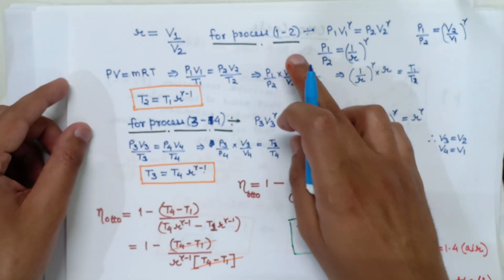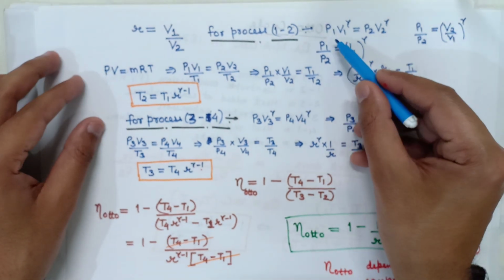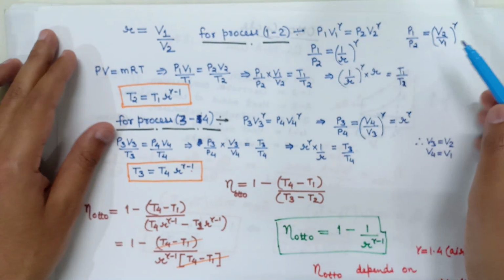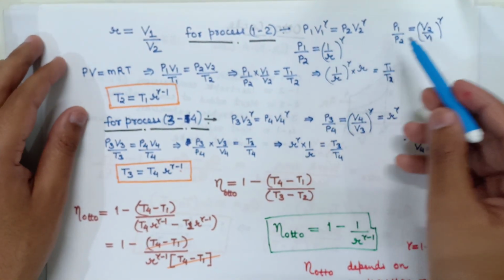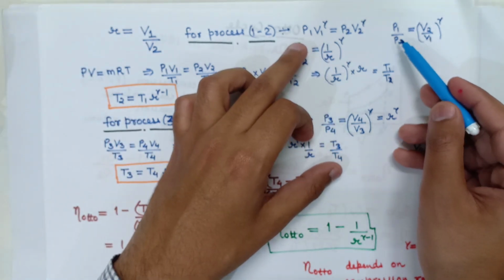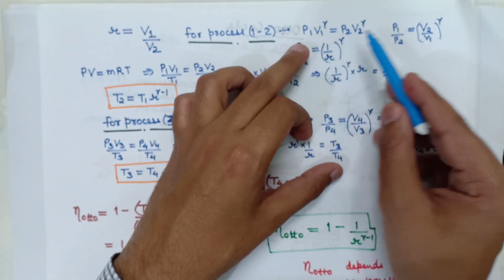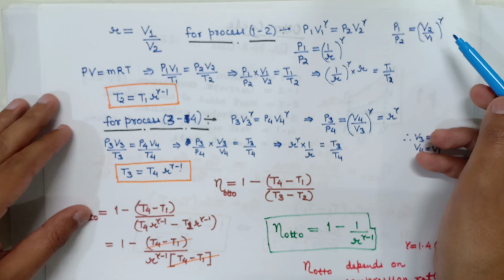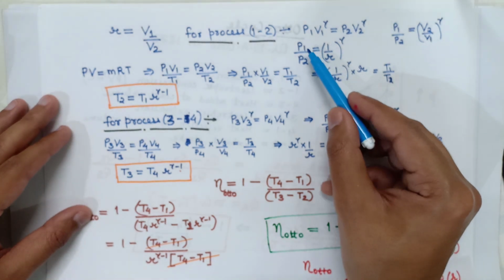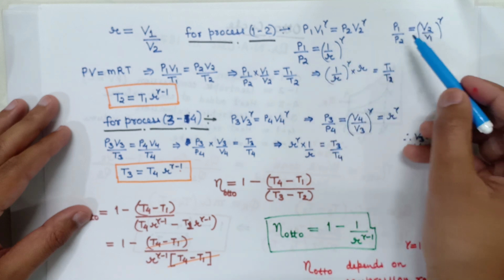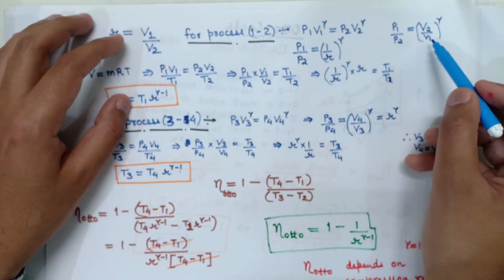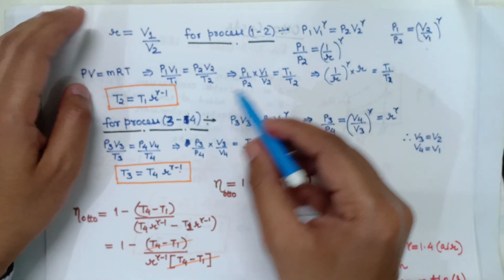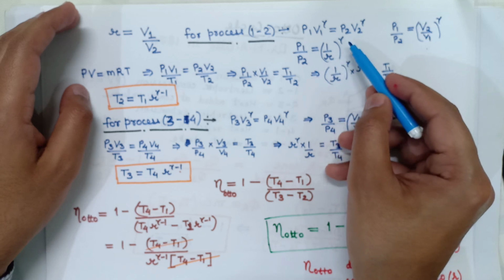So we will write for process 1 to 2, we can write P1 V1 to the power gamma equal to P2 V2 to the power gamma. Then we will calculate P1 upon P2. P2 is shifted here and V1 is shifted here, so it becomes (V2 upon V1) to the power gamma. Now our formula becomes P1 upon P2 equal to 1 upon R. Why 1 upon R? Because we have replaced V1 upon V2 with the compression ratio. So it becomes 1 upon R to the power gamma.